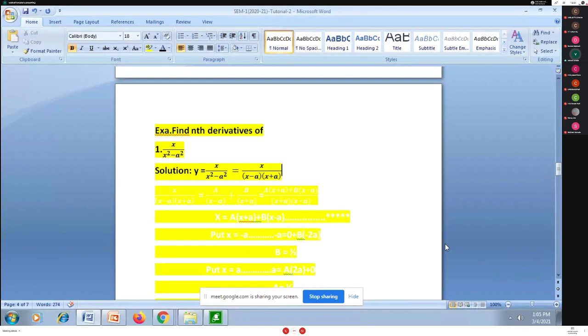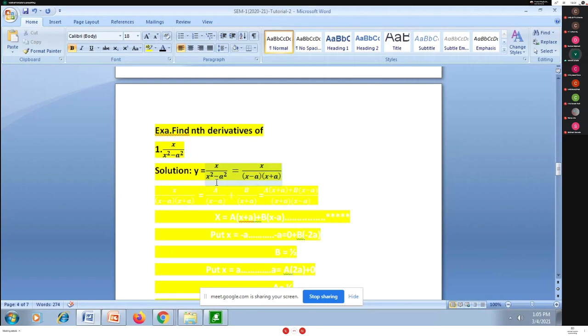Otherwise, I'll share with you one example where the degree of numerator is not less than the degree of denominator. For that purpose, what should I do? That I'll explain. Now here I am having the degree of numerator less than the degree of denominator. So what I told you, I have to go for partial fraction.